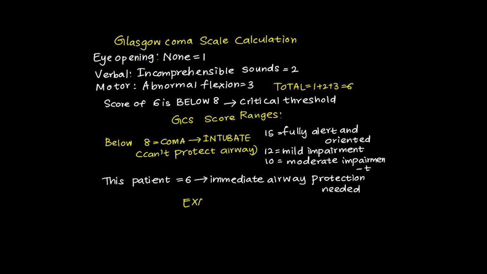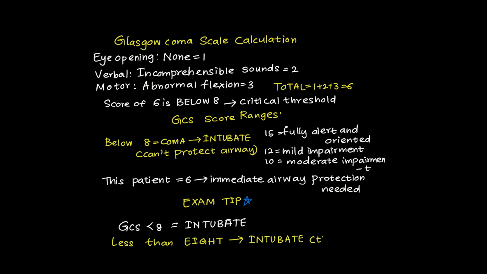Here's a WGU D443 OA exam tip for you. GCS below 8 means intubate, that's the magic number. Below 8 can't protect the airway, tube goes in. Quick recall hook: GCS less than 8, intubate. 8 rhymes with intubate, that's your trigger.